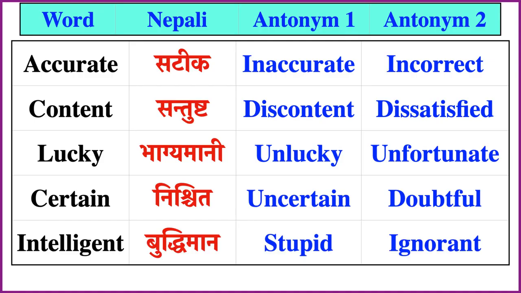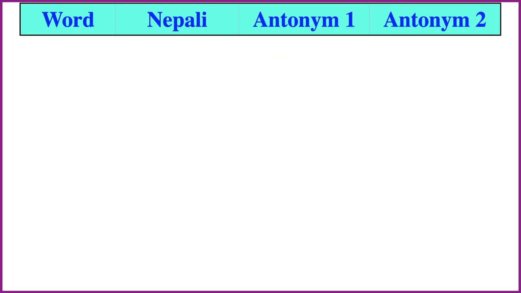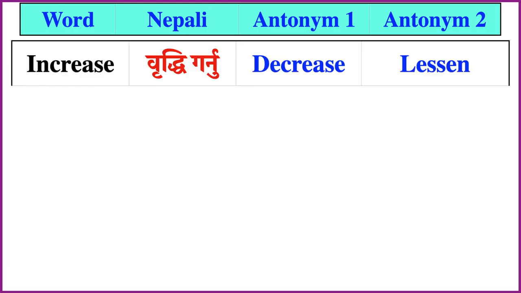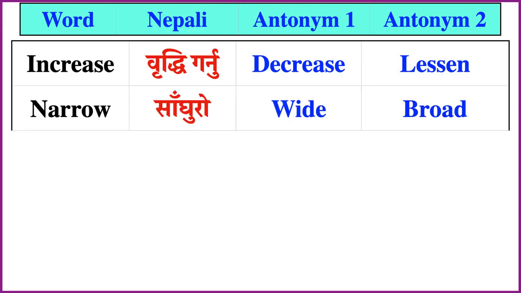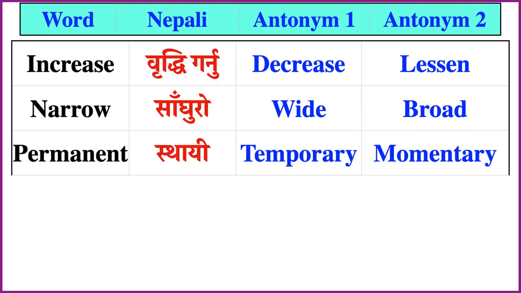Intelligent भनेको बुद्धिमान, and then antonyms are stupid and ignorant. Increase भनेको वृद्धि गर्नु, and then antonyms are decrease and lessen. Narrow भनेको साँघुरो, and then antonyms are wide and broad.